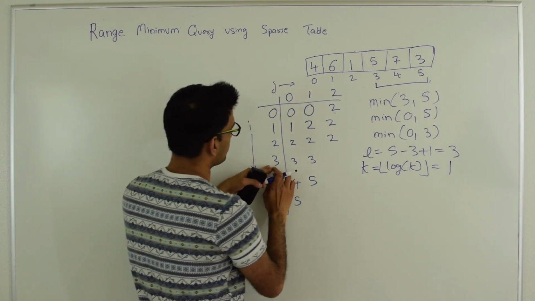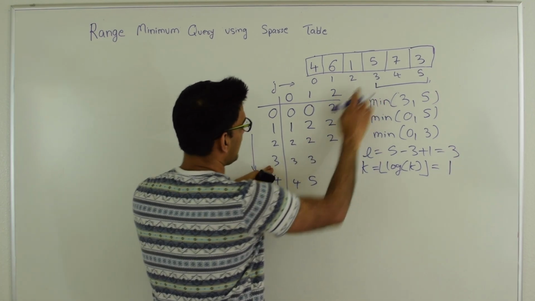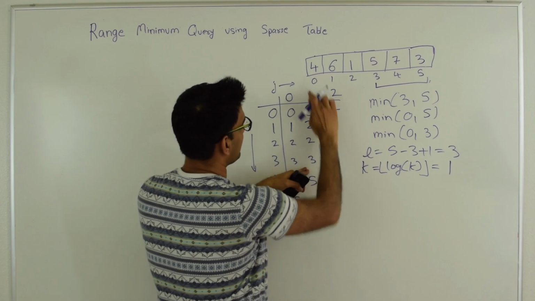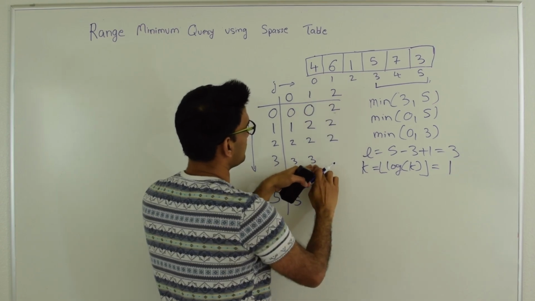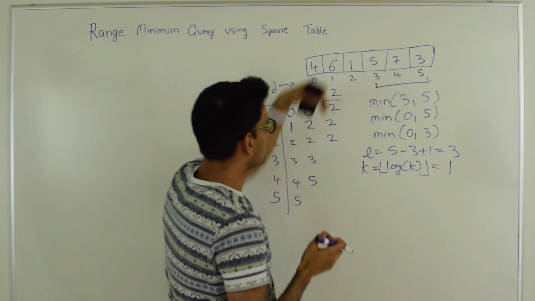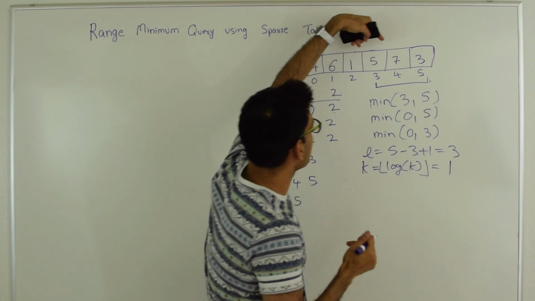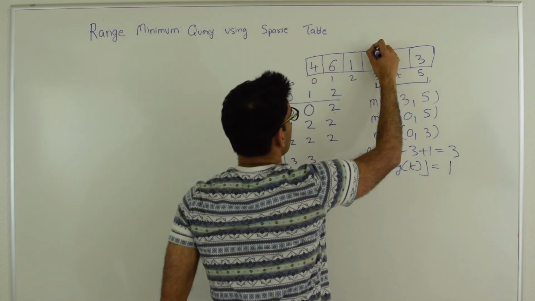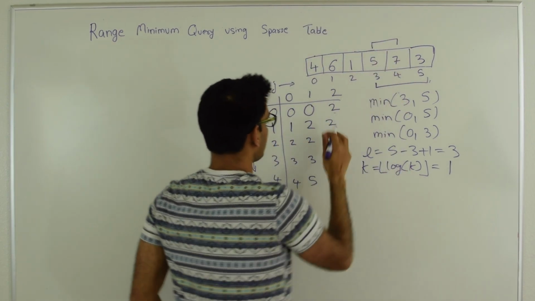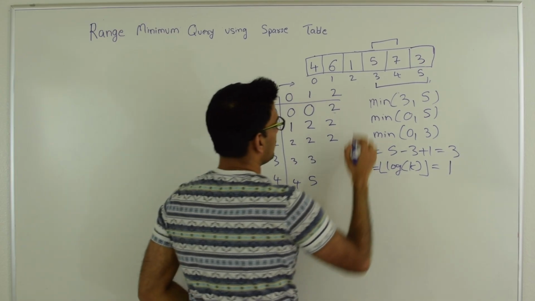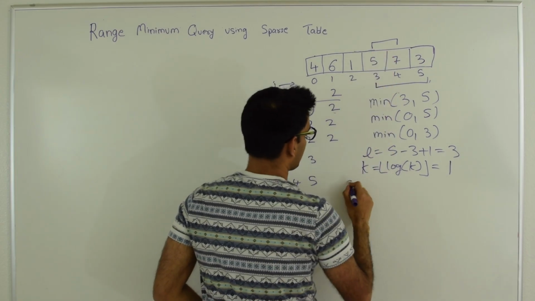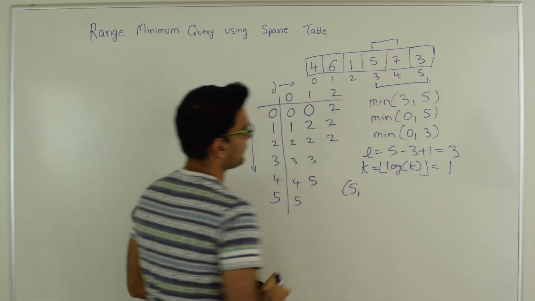All you have to do is go to 3, which is this row, index 3, and then the K value is this column, so index is 3. So index 3 is the minimum from 3 to 4. And this we had already calculated before. And the value at 3 is 5. So we got one value.